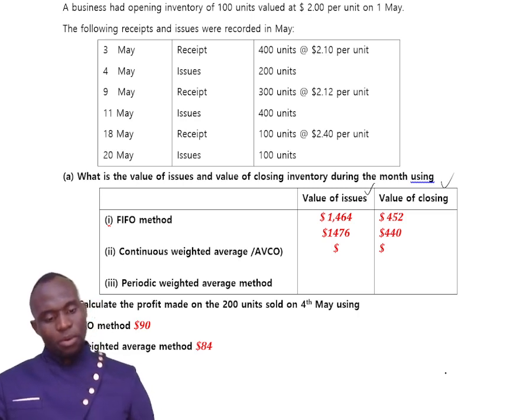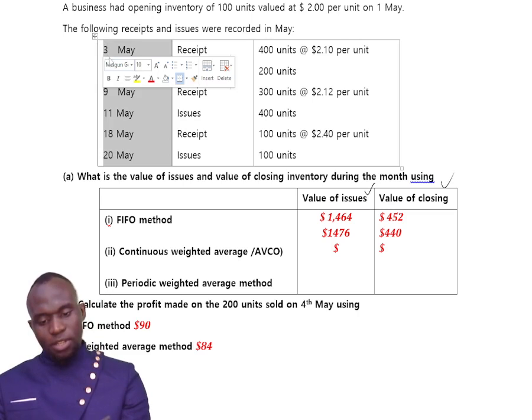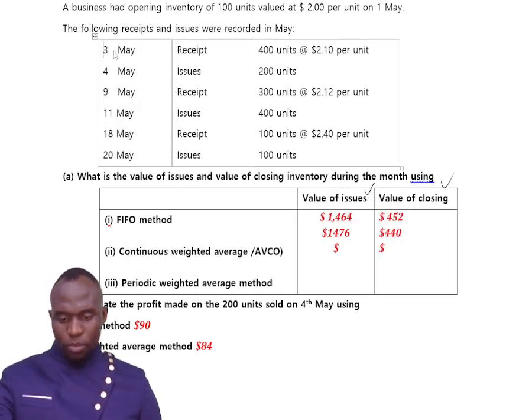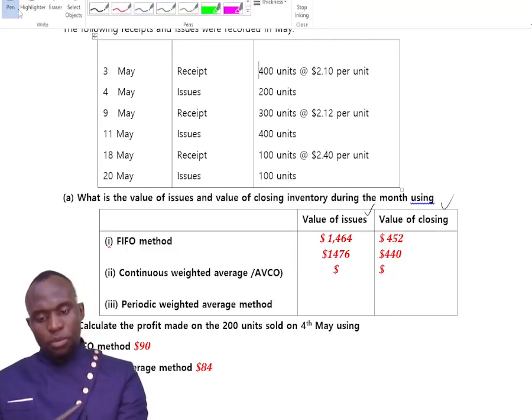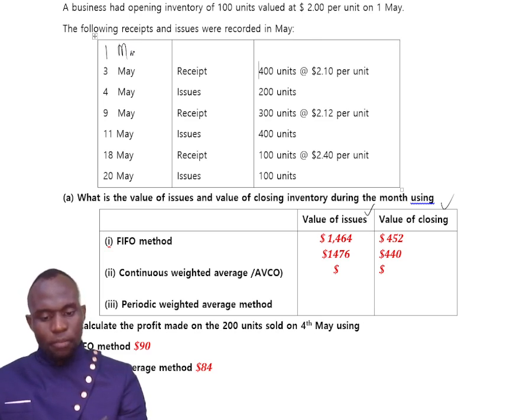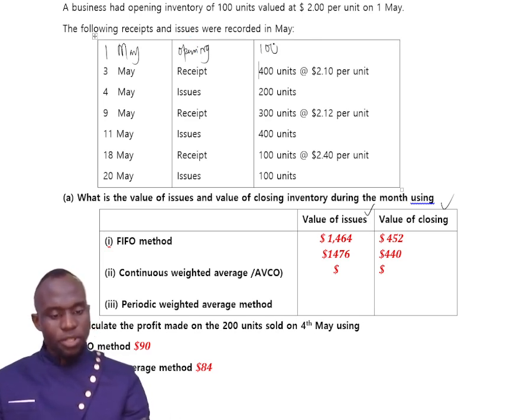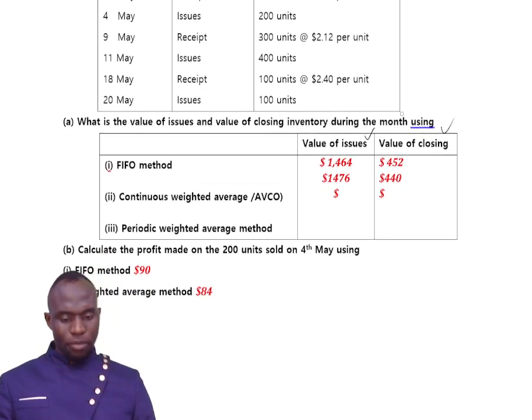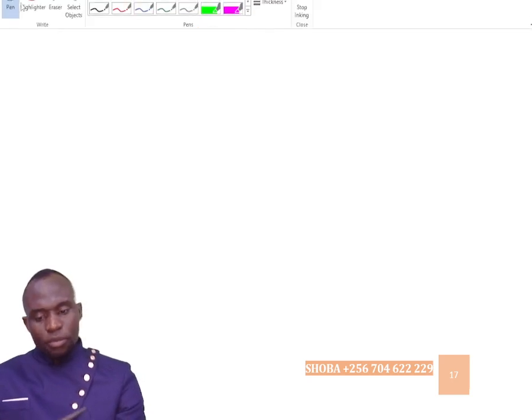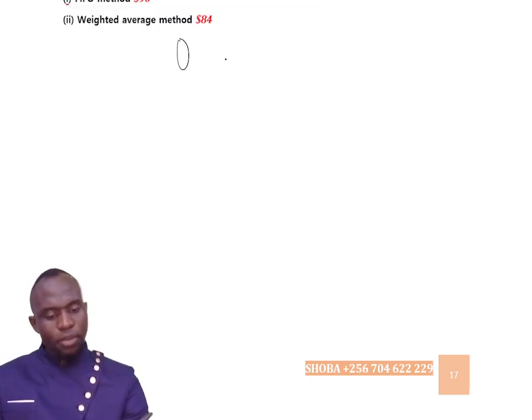So at the start of the month, we have 100 units. So allow me to just insert it here. So at the start of the month, 1st May, we have opening inventory of 100 units, and these 100 units are valued at $2.00 per unit. So I'm going to copy and paste this same data down here. So at the start, we have opening inventory, and it is 100 units valued at $2 per unit.